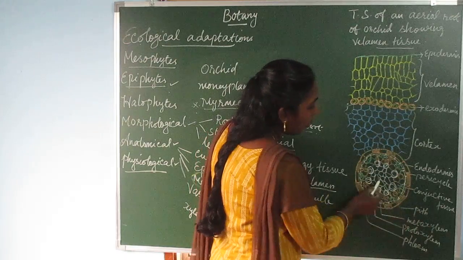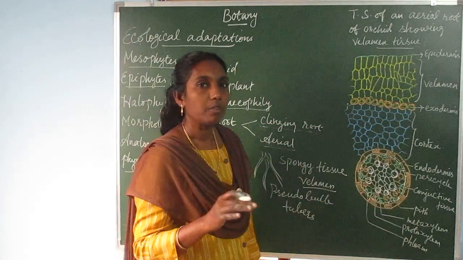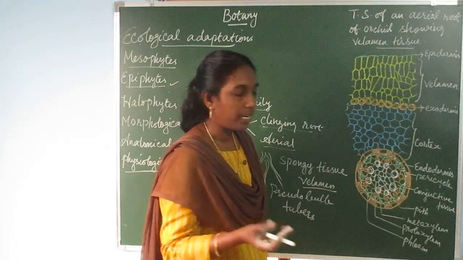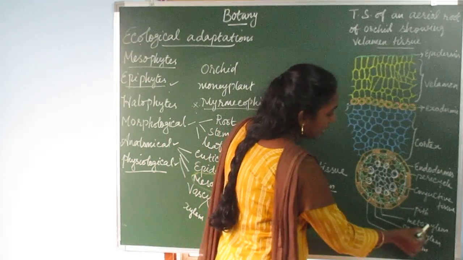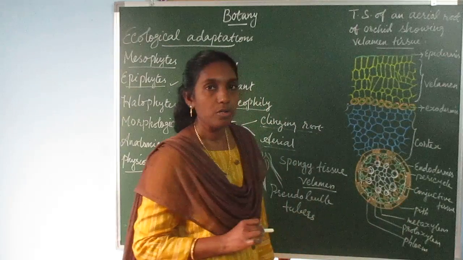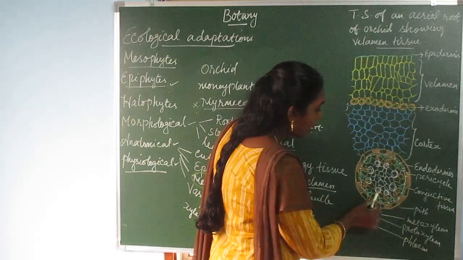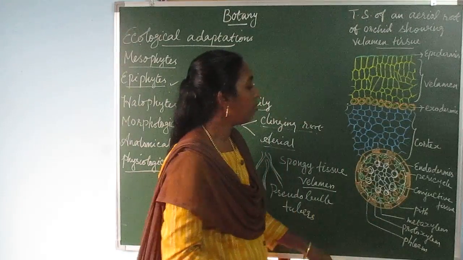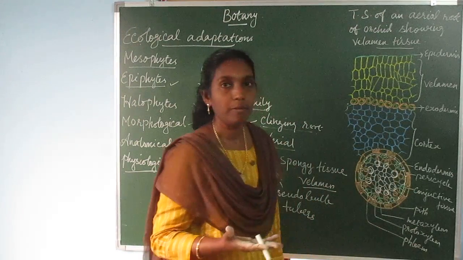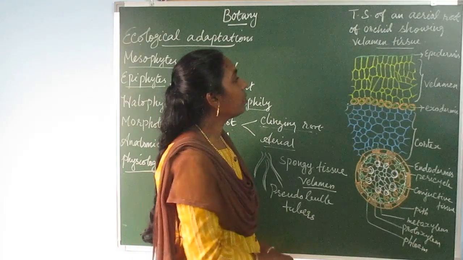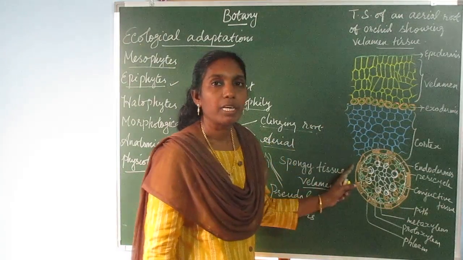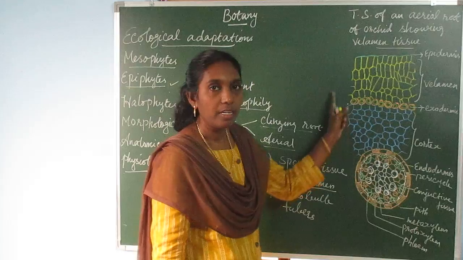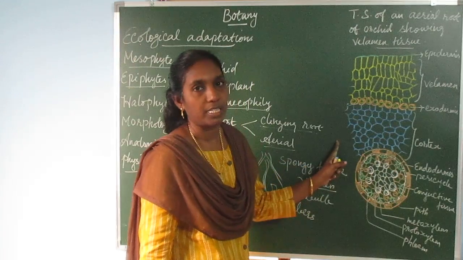Inside there is a pith. And in the xylem vessel, there are 2 different types. They are metaxylem and protoxylem. The earlier formed xylem is called protoxylem. The later formed xylem, or the mature xylem, is called metaxylem. So these are the anatomical adaptations observed in epiphytic plants.